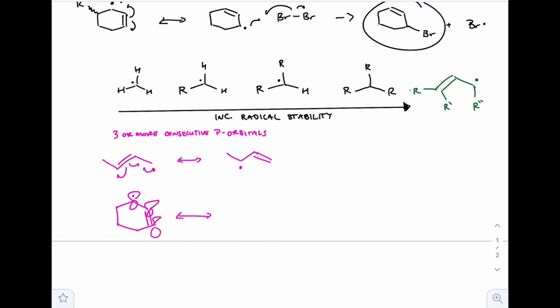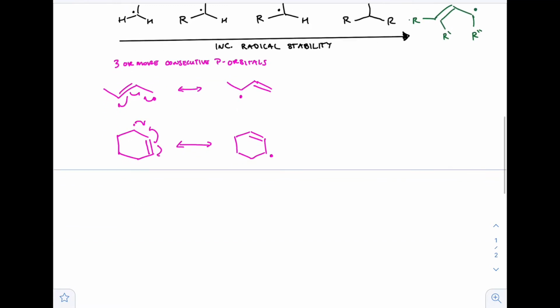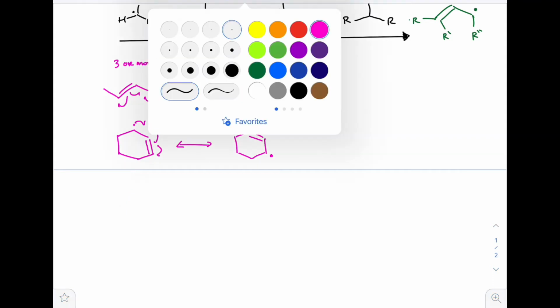Same thing with this cyclohexene right here. I just want to show you. Boom. Remember the half arrow, the fish hook arrows, for the movement of a single electron. And so we've got this guy right here. Now let's take a look.